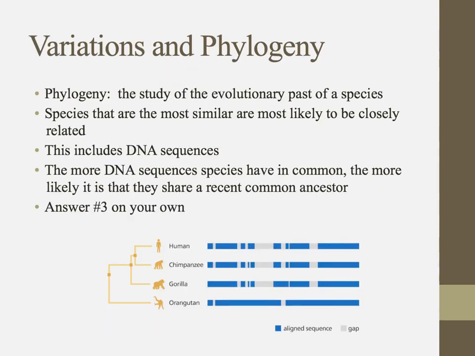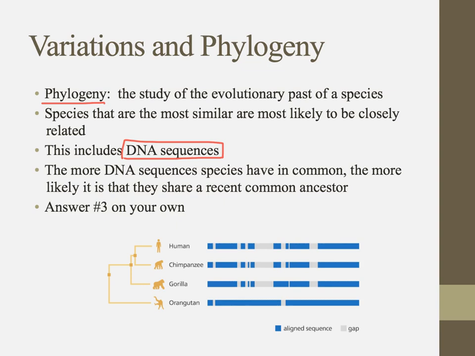All right, now clades and evolutionary relationships result from phylogeny. Phylogeny is the study of the evolutionary past of a species, so how did they diverge or evolve from common ancestors? The simple explanation tells us that species that are the most similar are most likely to be closely related. And the ability to sequence DNA has opened up a lot of crazy doors for people that study this.